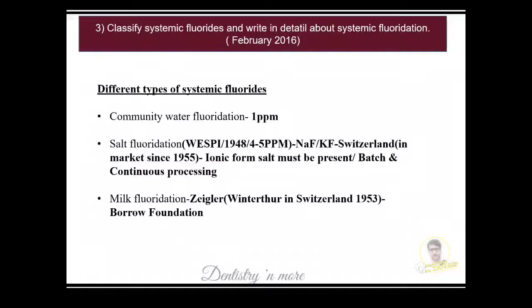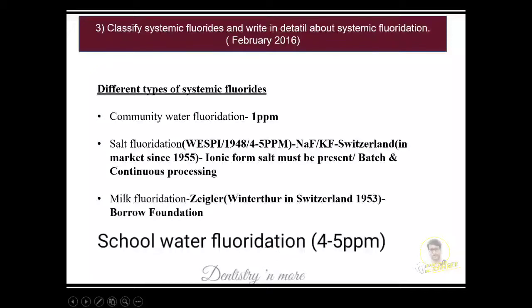Now we have the systemic water fluoridation: community water fluoridation, salt, milk and school water fluoridation. Only in community water fluoridation do we add 1 ppm because it is 24/7, it is coming to our home. We tend to drink a lot of water, but in salt, milk and school water fluoridation we provide 4 to 5 ppm because we tend to consume very little of salt and milk. In school, the students tend to drink 1 or 2 glasses max. So we need to get a net effect of 1 ppm, so we provide a higher ppm so that he gets a net effect of 1 ppm.